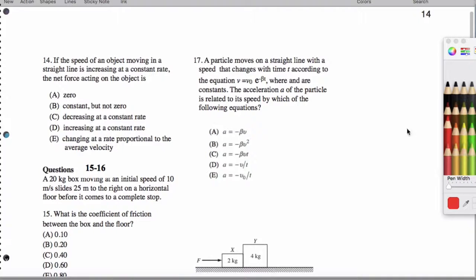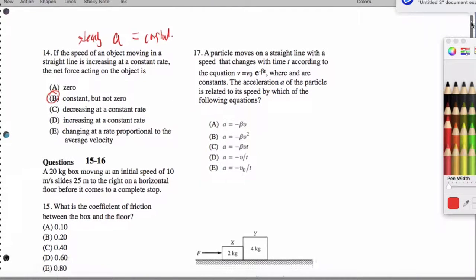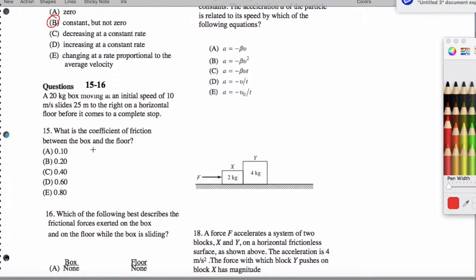And then number 14. An object is moving in a straight line and its speed is increasing at a constant rate. Well, that is the classic example of steady acceleration. That is, acceleration is a constant. And so what that means is the net force is constant but not 0. I didn't say is the speed increasing, I said is the acceleration increasing, and it's not.